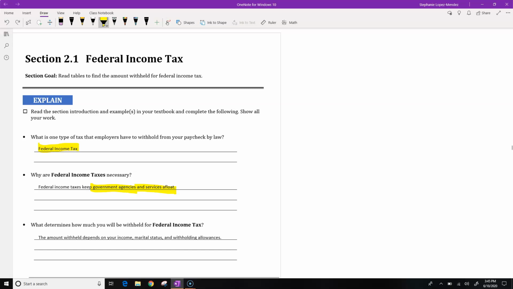What determines how much you will be withheld for federal income tax? The amount withheld depends on your income, your marital status, and withholding allowances, or individuals that depend on you and your paycheck every month. It can be your spouse, or your children, or any other individual that might be living in your house.